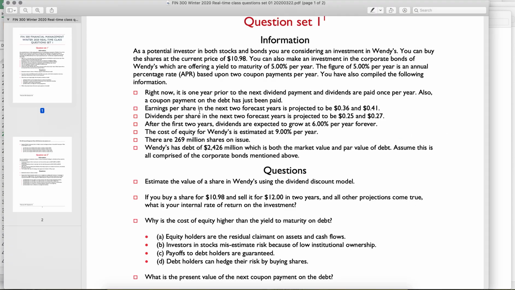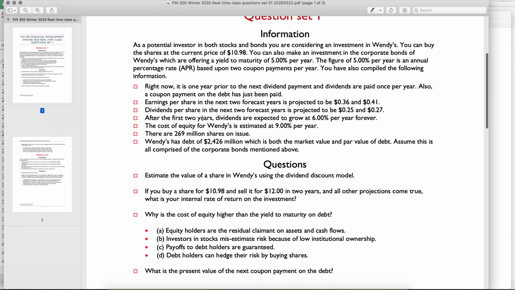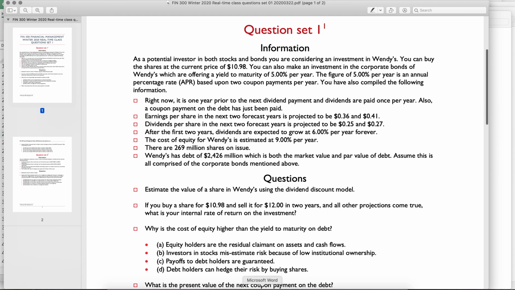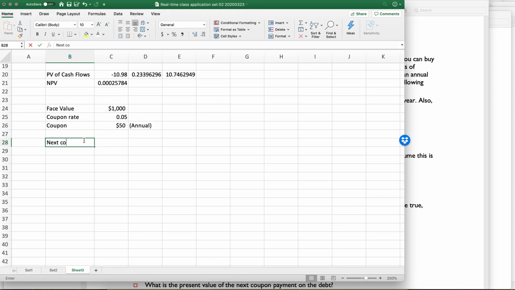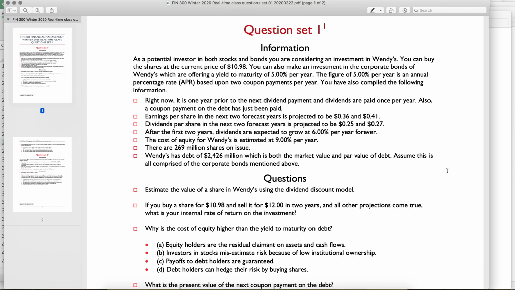Okay. We shouldn't need to know anything else. Let's go ahead and calculate what the next coupon payment is. Well, we know it's $50, and the yield to maturity is also 5%. So that means that the effective annual rate would also be 5%.